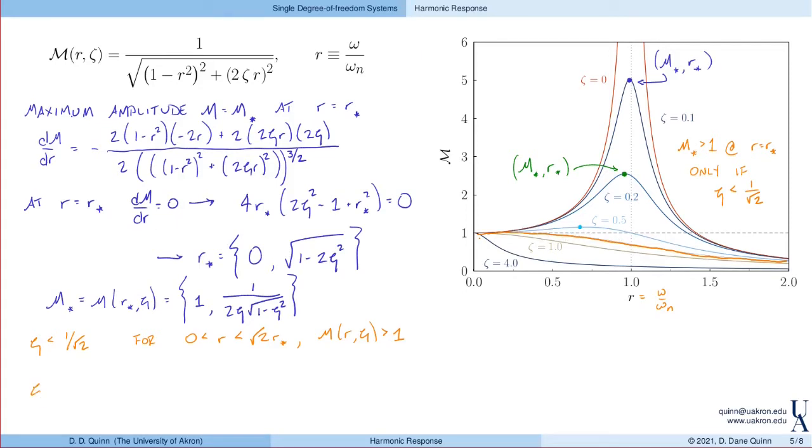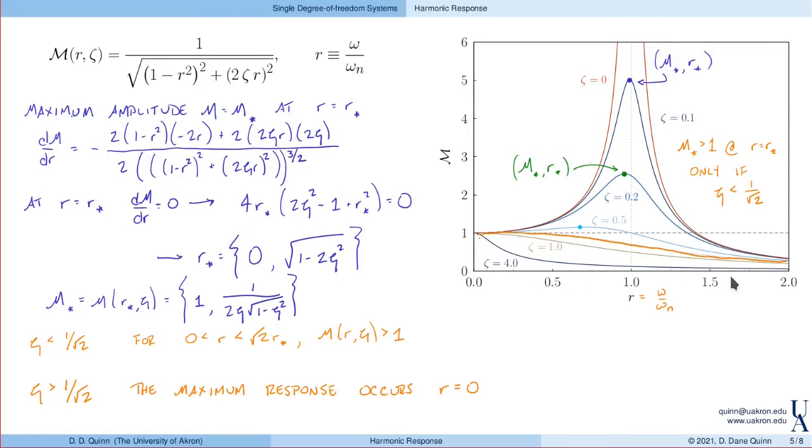So for the forcing frequencies that are sufficiently small, the amplitude is actually increased. But if zeta is greater than this value, then the maximum response occurs at the origin, or essentially in the static forcing case when omega corresponds to 0. Now, you think about 0 frequency as a static kind of load. So again, in this case, the maximum response occurs at r equals 0, or the static forcing amplitude is always greater than the dynamic forcing amplitude, right?